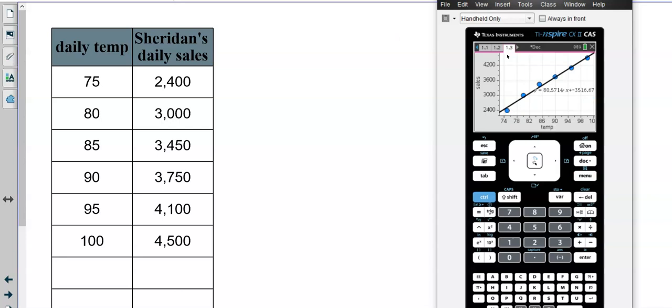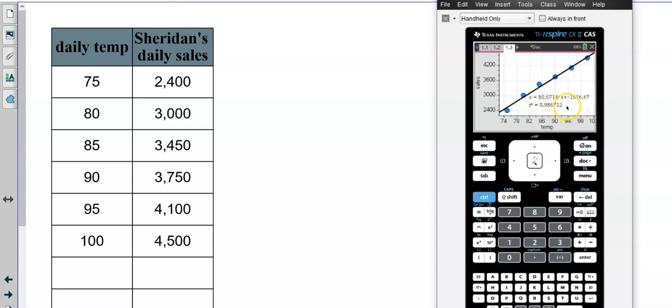So mx plus b, it graphs it for you. It says that's the equation of the line. If you really want to get into the weeds here, let me see if I can do this. Menu, settings. If you choose diagnostics and say okay, it'll actually give you the R squared value. We don't know what that is yet.